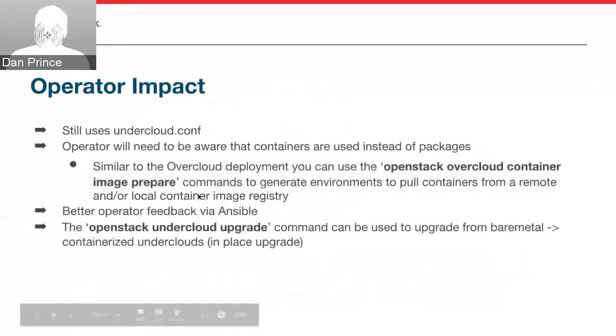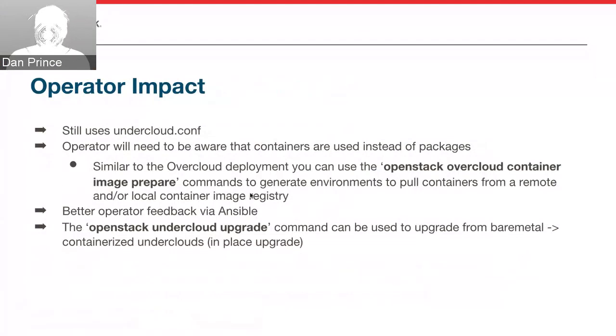So a couple of impacts here. Operator impact: I think it's not a huge impact to the operator. We still use the same undercloud.conf. Obviously, the operator needs to be aware that we're using containers instead of packages. When you first start the installer, you have some options in the config file to choose where you pull containers from. If you want to pull containers from a remote registry or a local registry, you can do that. And we have some TripleO client commands to automate how you can build that registry or the file that tells where to pull containers from.